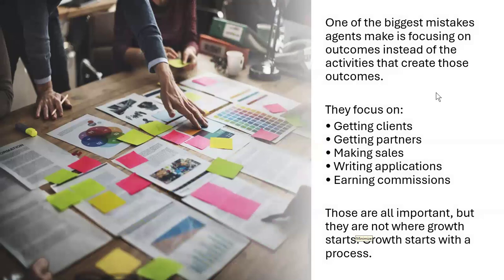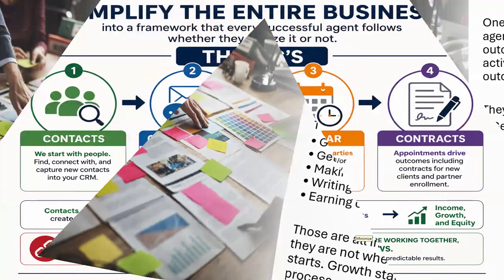The biggest mistake agents make is focusing on the outcomes. We all want, I got to get clients, I got to get partners, I got to make sales, I got to write these applications, I got to earn this commission. Those are all extremely important, don't get me wrong, but that's not where the growth starts. The growth starts in your business with the process that you use.